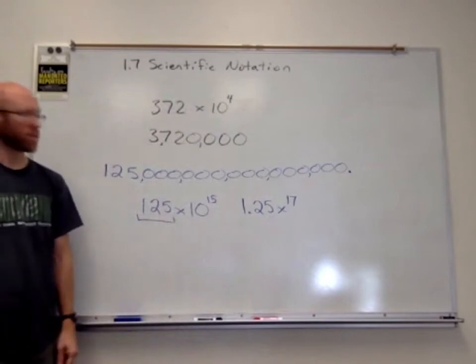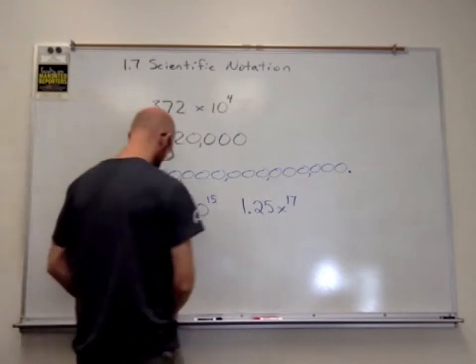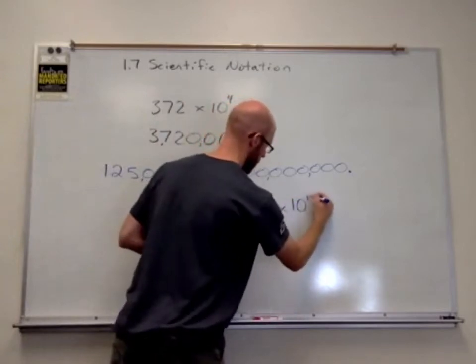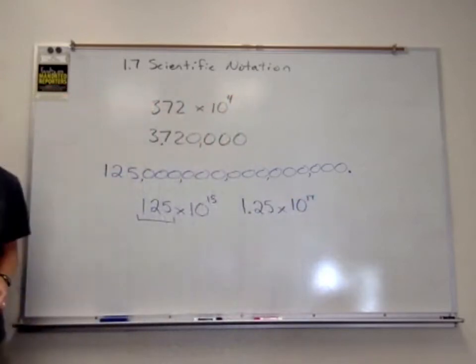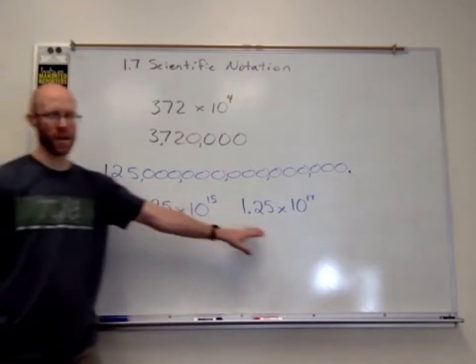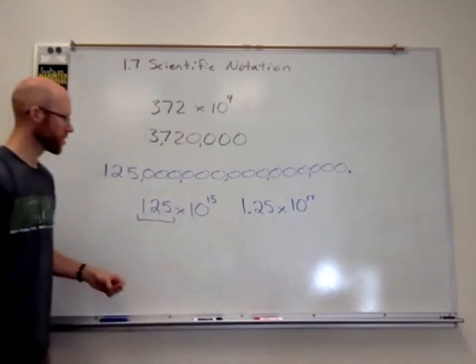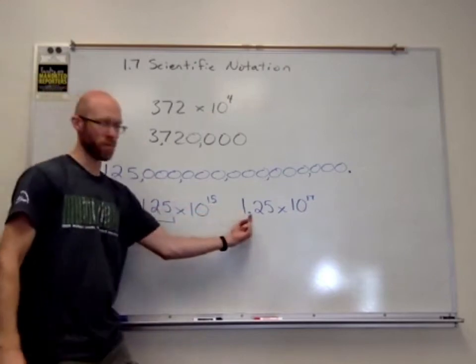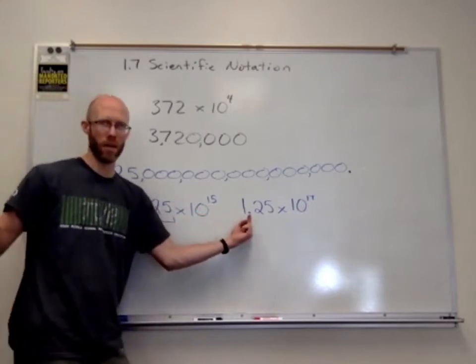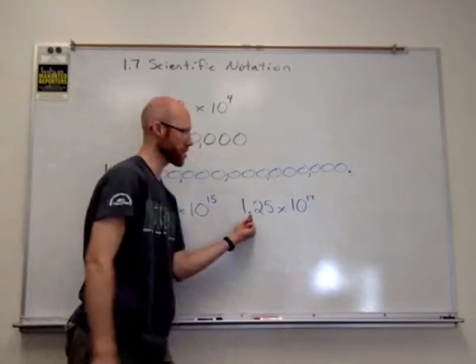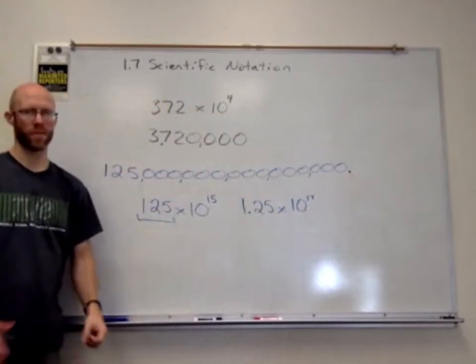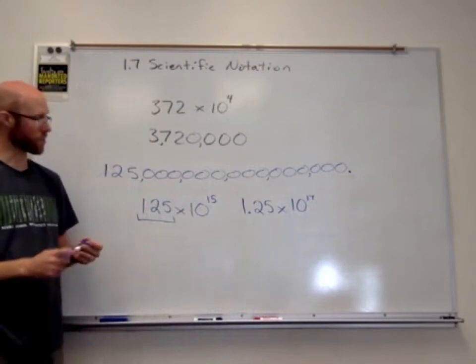Oh, I missed my 10. So 1.25 times 10 to the 17th. And again, if you were to take that decimal and move it 17 places to the right, you would get the number I initially had up there. So that's scientific notation.